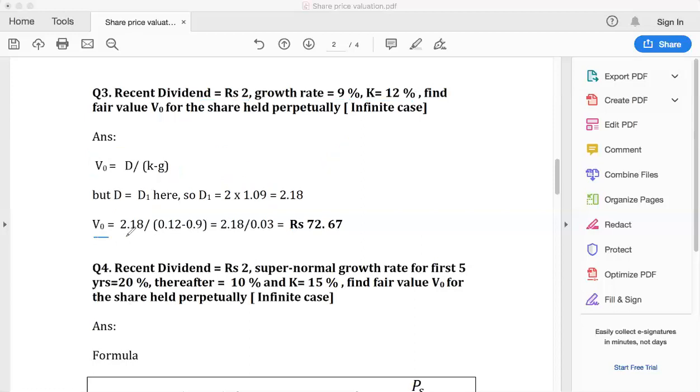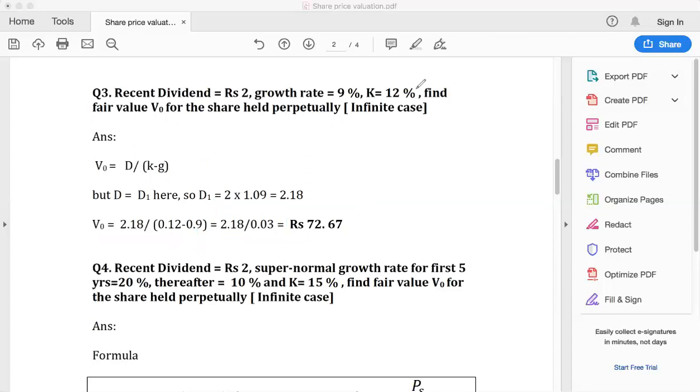So what you do in case of perpetuity, you divide it by the rate of interest. The rate of interest here will be modified because there's a growth rate attached to it. So this is the market rate and this is the growth rate. So you subtract the growth rate from the market rate, and then you arrive at a fair value, which is 72.67, right? So this much for a perpetually held stock, an investor should be able to pay.